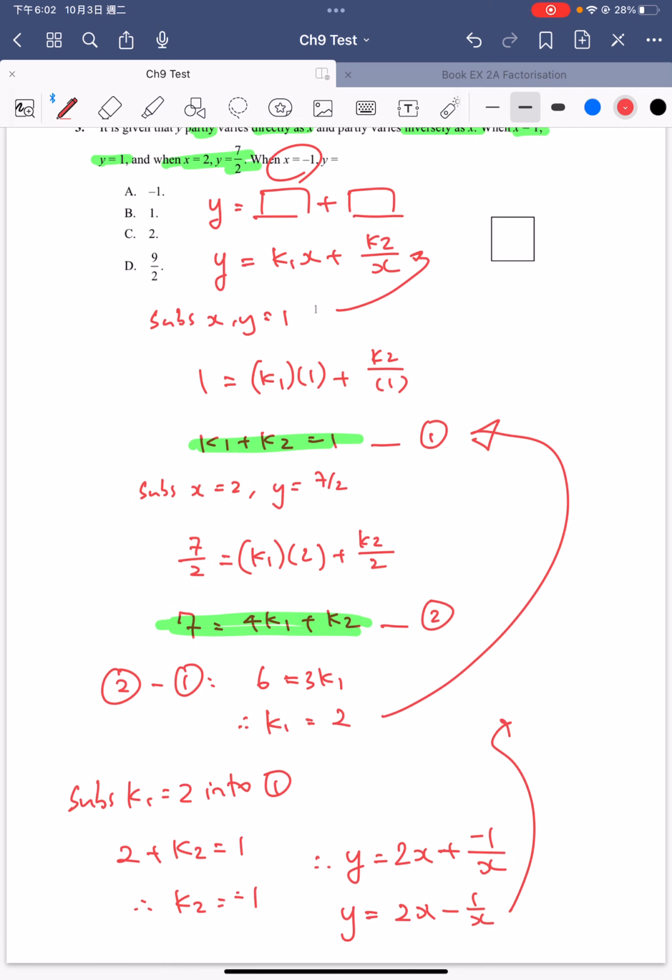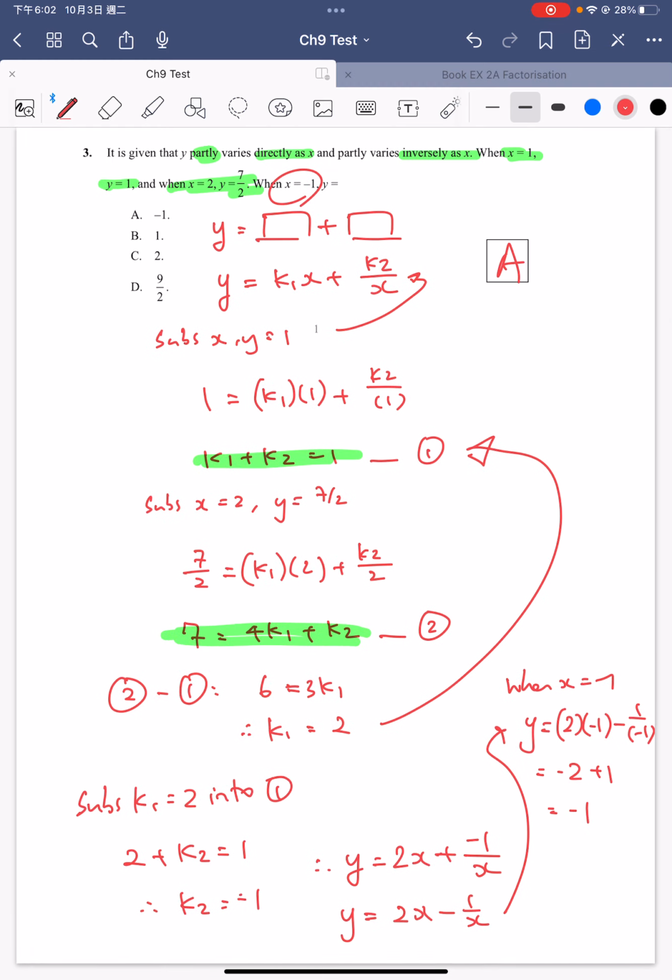So I just write it here. When x is equal to negative 1, y is going to be equal to 2 times negative 1 minus 1 divided by negative 1. So it's equal to negative 2 plus 1, which gives you the answer negative 1. So the answer will be A.